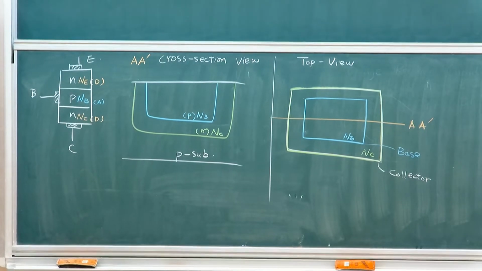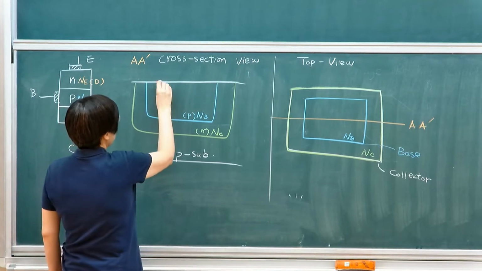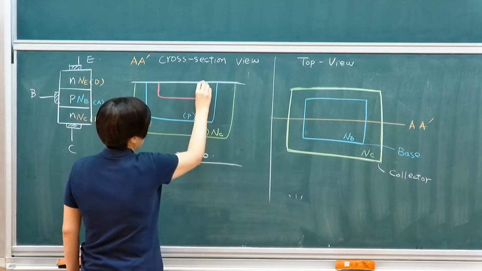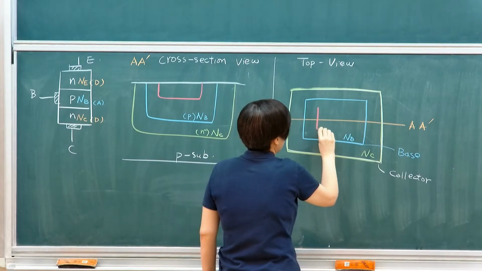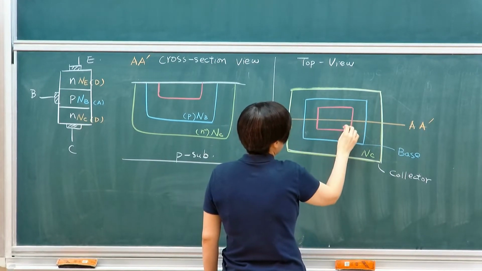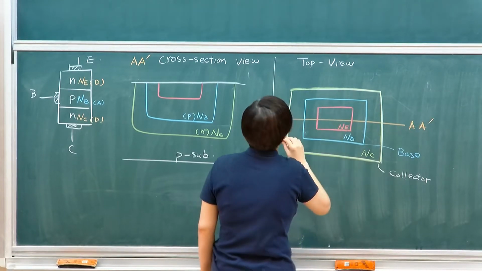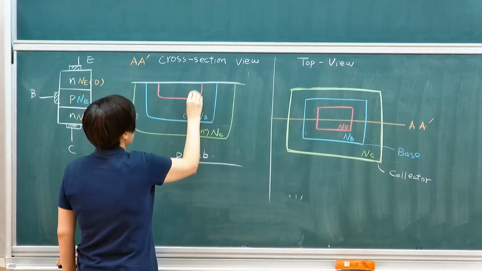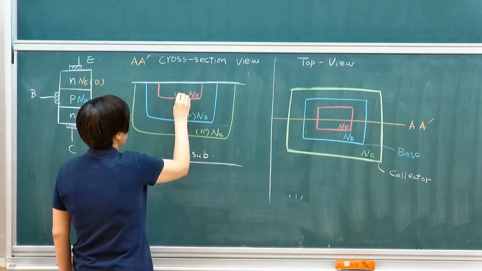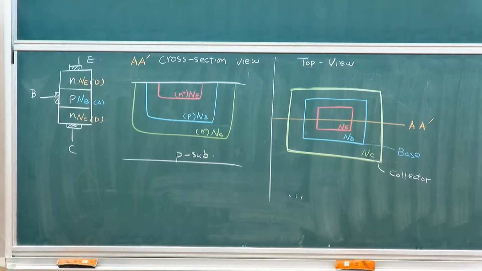And finally, I'm going to dope my emitter. I'm going to make a corresponding mask right here, a smaller mask. This will be doped with NE, typically a more heavily doped donor. So it will be N plus.